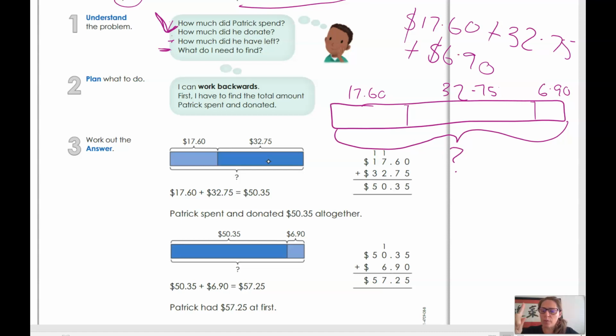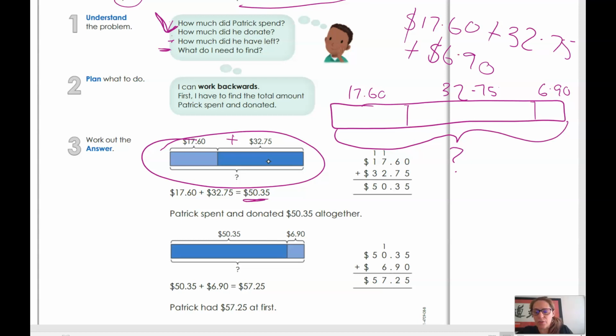So that's one option for the kids that really have already thought about that. If you already had thought that way, go and do that if you get to a problem like that. But for everyone else, breaking into 2 parts is simple. So we've got the whole amount of 17.60 plus 32.75. And they've got the answer there for you.